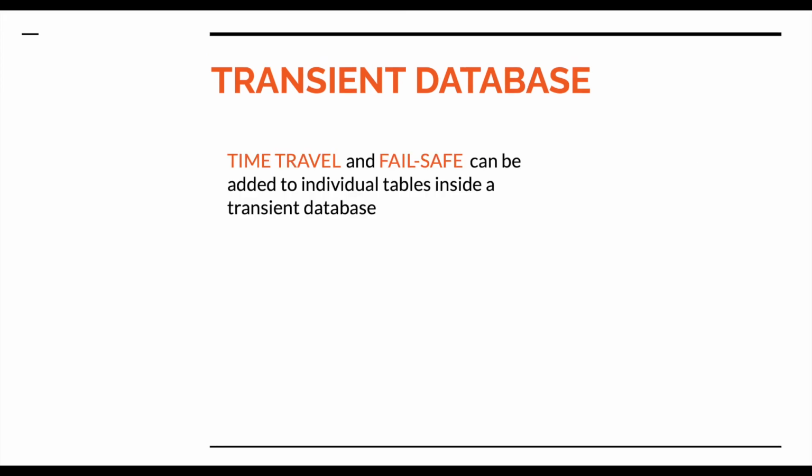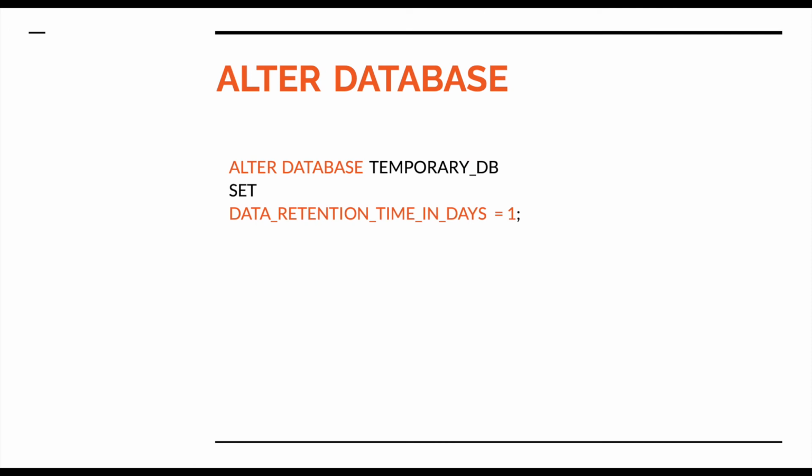Also note that although we have set the database to have no time travel and no fail-safe, we can still set individual tables within the database to be protected by fail-safe and time travel. Setting these options at the database level only changes the defaults for the objects created within that database. Note that there is an alter database command as well, which can be used to change some of the properties after the database has been created. It is a powerful command that allows renaming a database, swapping a database with another database, and also resetting custom properties back to their defaults.